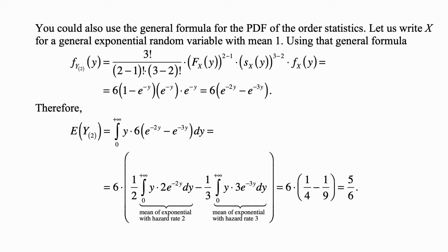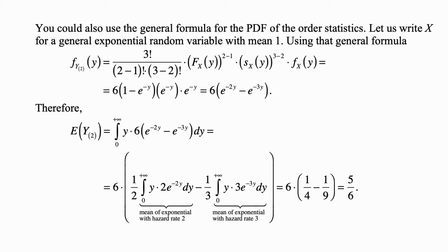You should know it, and it's discussed and explained there. So this is equal to 6 times (1 minus e to the minus y) times e to the minus y times e to the minus y, and that ends up being 6 times (e to the minus 2y minus e to the minus 3y). It's the same value, of course, as we just obtained using the other method.